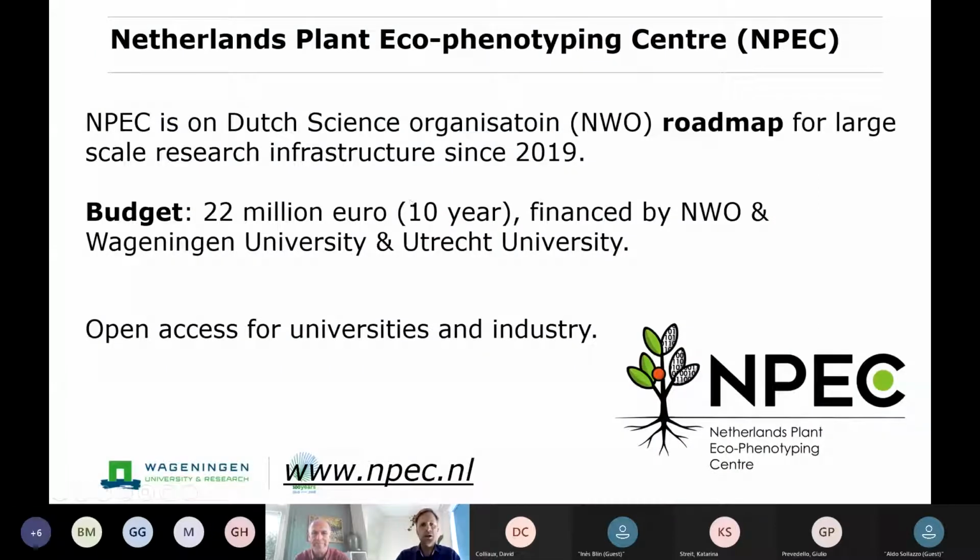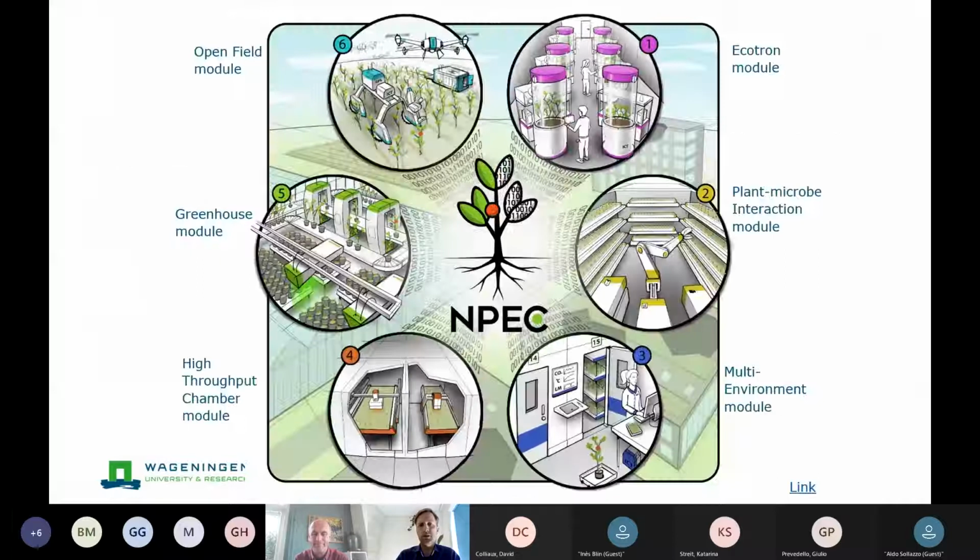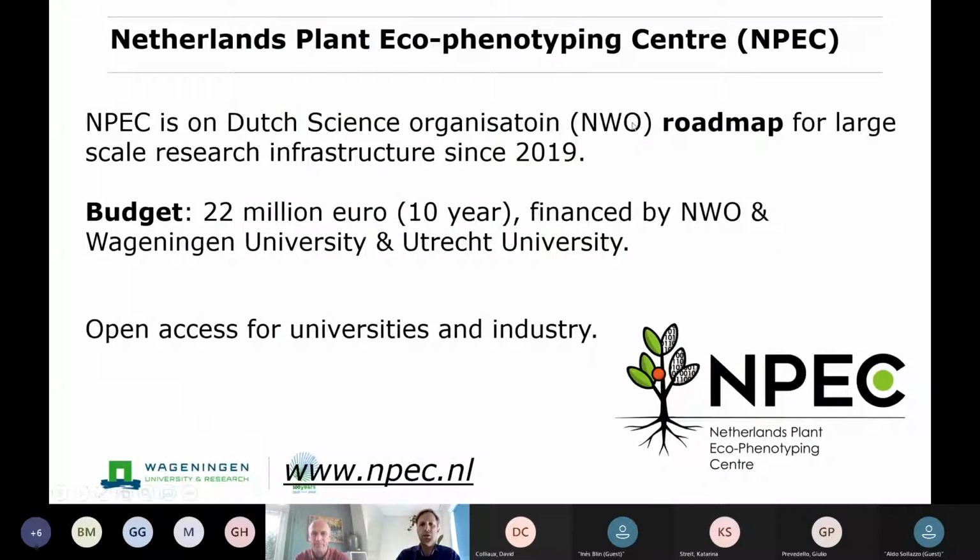Short about NPEC. NPEC is actually funded by the Dutch Science Organization, NWO. We have 22 million euro to build this research facility. And the digital twin is one of the projects that is making use of the fact that we have this greenhouse. But any project, including also industry, is able to make use of the fact that we are building such a research infrastructure.